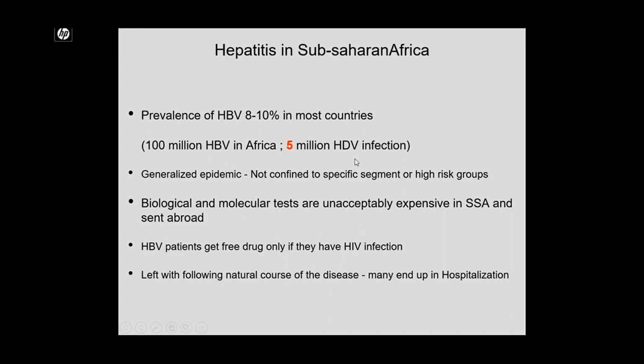Unlike in other countries where we have specific segments that we screen, like baby boomers or patients with MSM, IDU, we don't have such known high-risk groups in Sub-Saharan Africa. So it is a generalized epidemic. We cannot selectively localize and screen individuals.